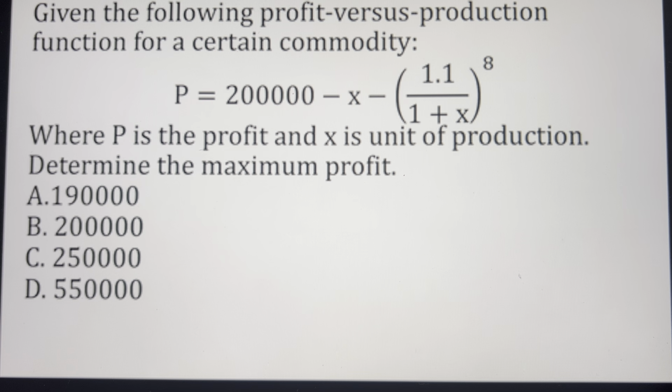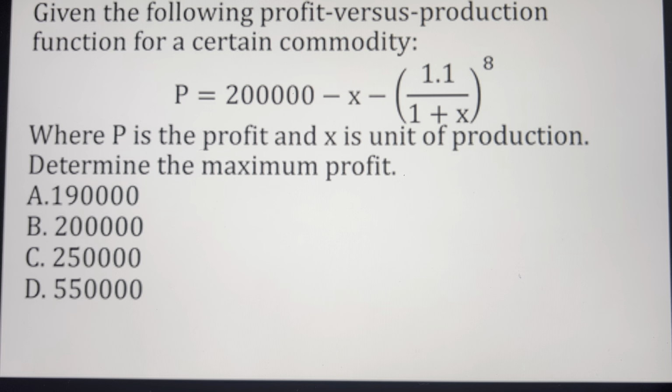So one solution is to get the first derivative. But actually, when we inspect our function, if we substitute any positive value of X here, the profit will decline. Meaning, as X increases, the profit decreases. So the maximum profit here will be when my X is 0.